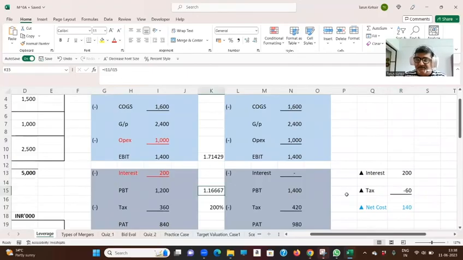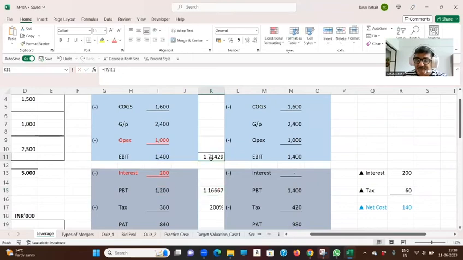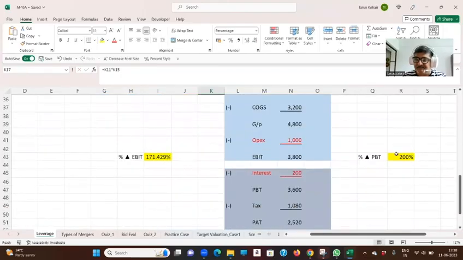Now, if you look at the financial leverage levels, they are 1.17, which is EBIT by PBT. So the point is a 100% increase in EBIT should have caused a 116.67% increase in PBT. But your EBIT is actually multiplied or magnified by 171.429%. Therefore, the change in PBT expected was 171 into 1.16 or 200%. And if you see here, the PBT has actually increased by 200%.